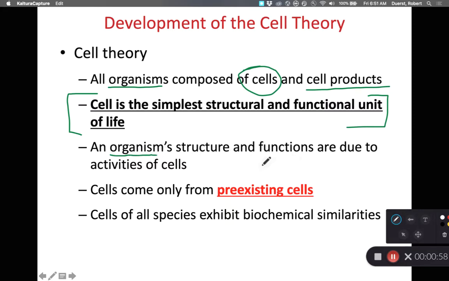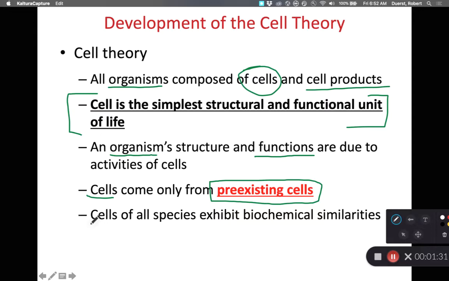If an organism's structure is determined by the cells, then the cells of the organism also are going to determine the functions of that organism. A key part of cell theory is that cells only come from pre-existing cells. We are not going to focus on abiogenesis, which is a term that means we have life coming from non-living things, the first cell. We don't have a really good working theory right now. We have some, but they aren't very satisfying.